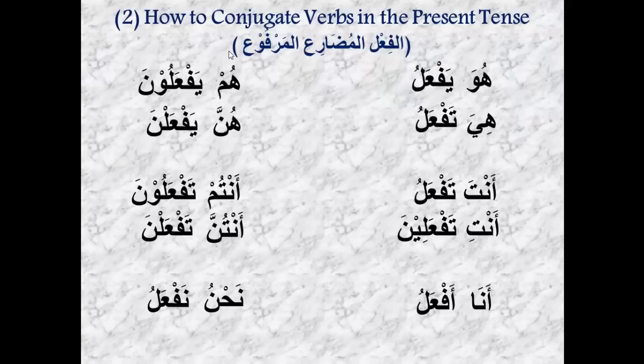So let me just repeat this very quickly for you. Huwa yaf'alu, hum yaf'aluna, hiya taf'alu, hunna yaf'alna, anta taf'alu, antum taf'aluna, anti taf'alina, antunna taf'alna, ana af'alu, nahnu naf'alu. And again, this verb means to do. So huwa yaf'al means he does. Antum taf'aluna, you all do. Nahnu naf'al, we do.